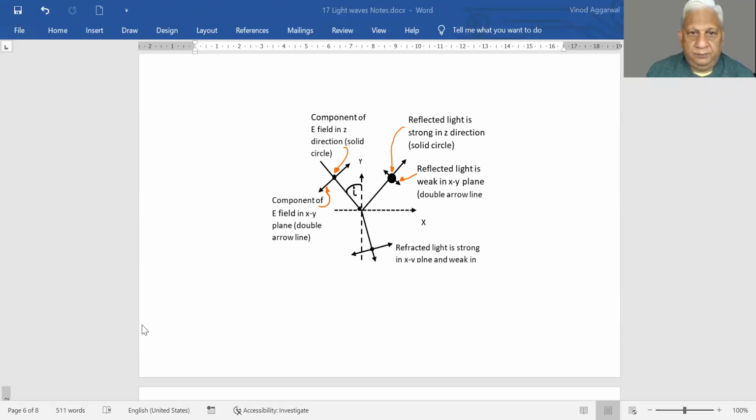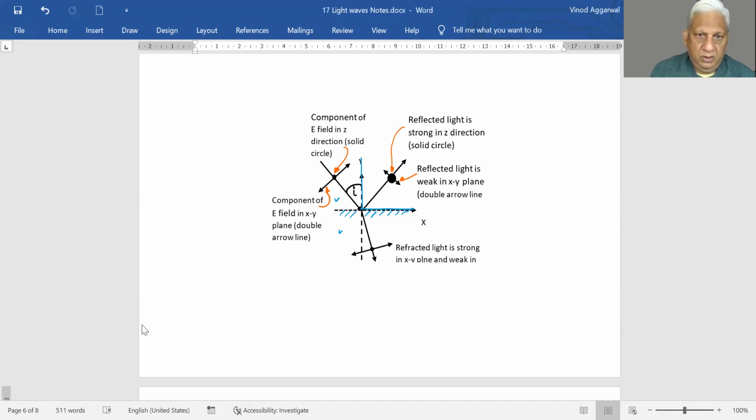Let's take a plane XY. This is X direction. This is Y direction. And a light beam in this plane strikes this interface surface. This is one media. This is another media.